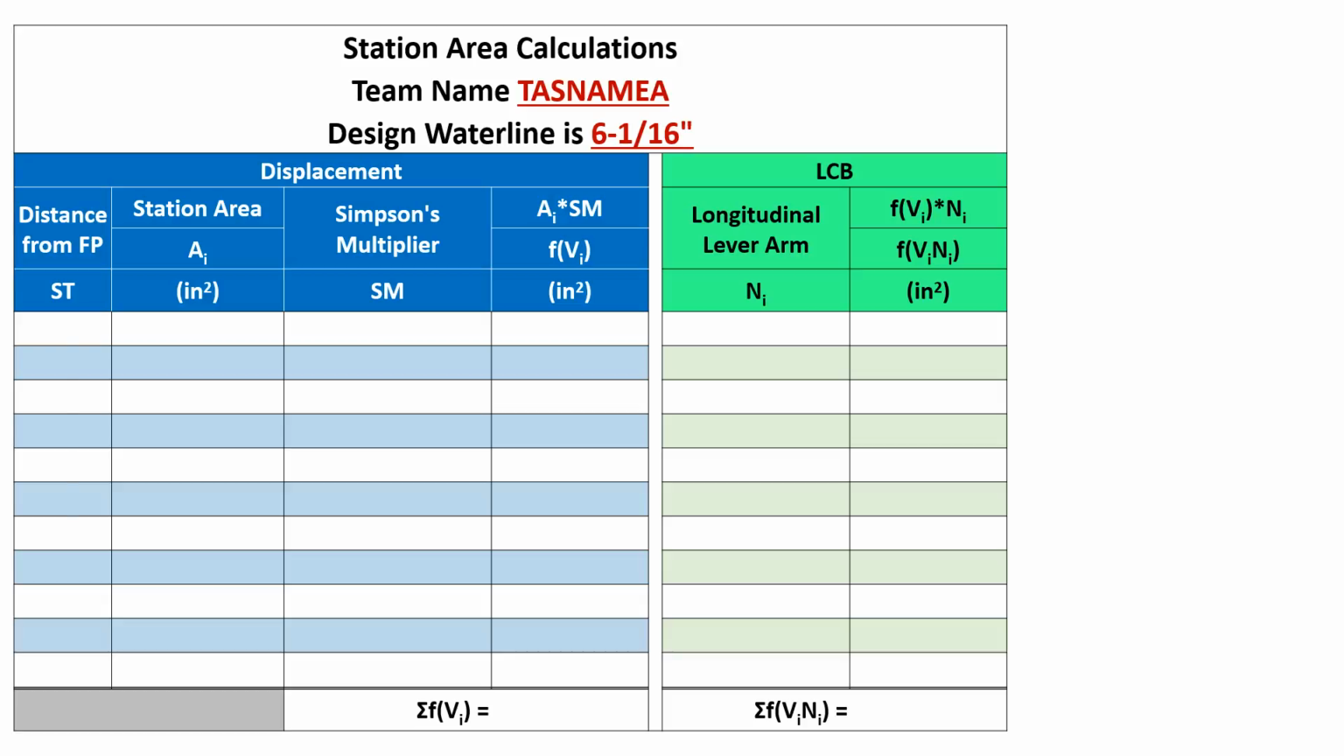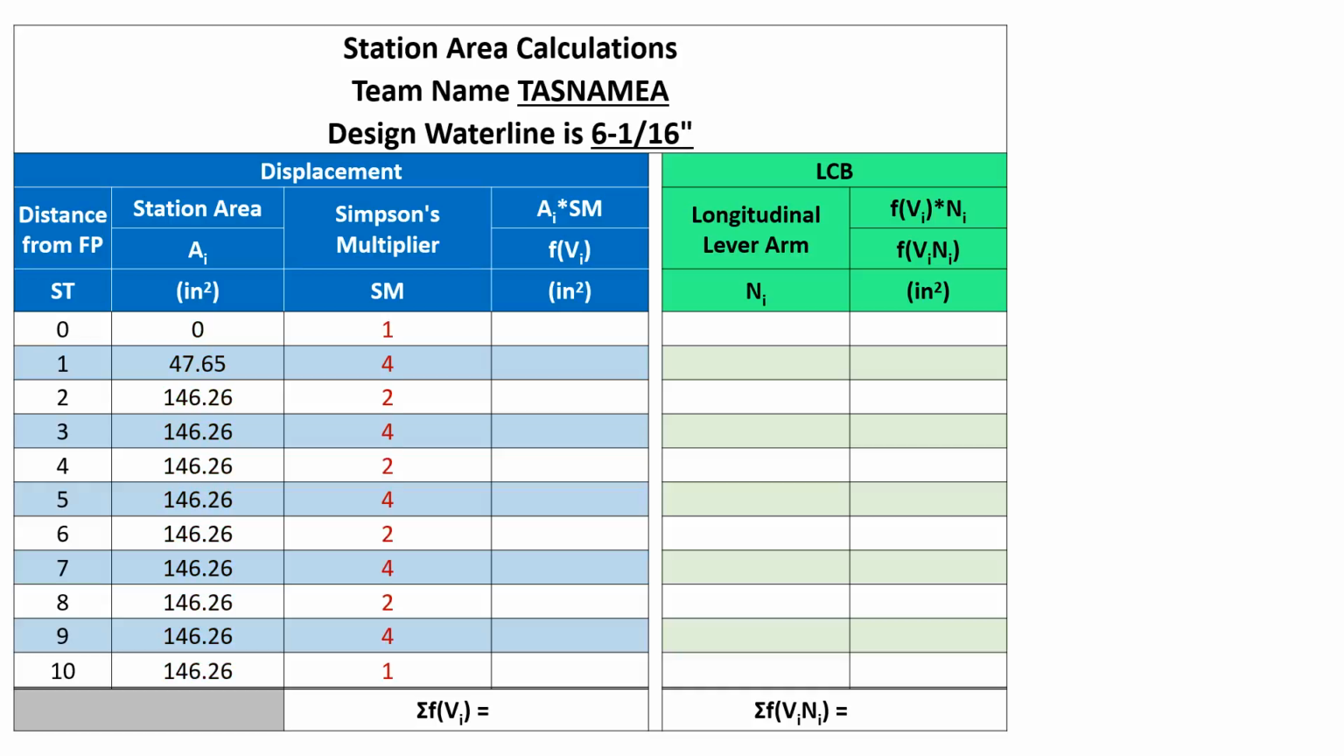Next, I split my boat into 11 vertical planes because I need an odd number of planes for Simpson's multipliers to work. Each of these planes are 7.9125 inches apart. I've placed my first plane at the forward perpendicular and my 11th plane at the aft perpendicular. From CAD, I calculate the portions of the station areas up to my draft. Notice that most of my station areas are equivalent since the mid-body and after portions of my hull are the same. Then I list my Simpson's multipliers following the convention listed in the glossary.